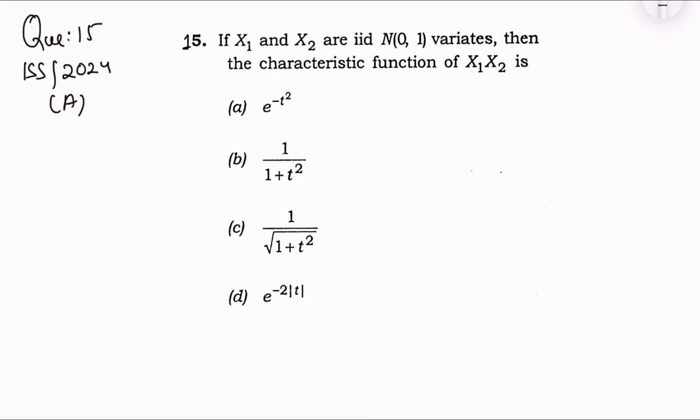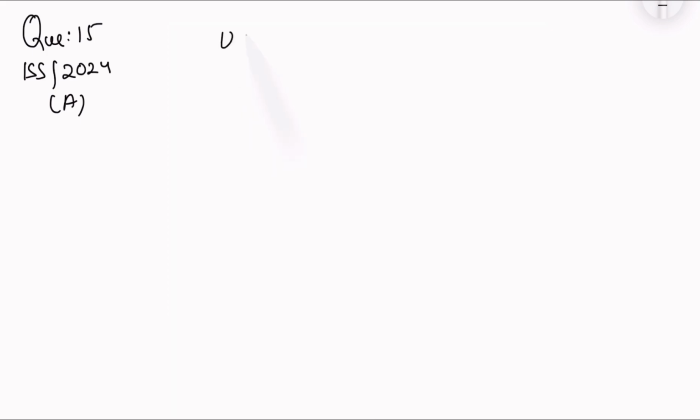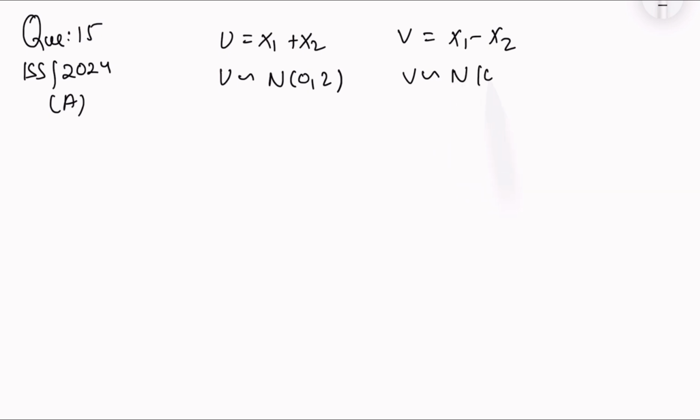Okay, so everyone, I'm just going to assume that U is representing X1 plus X2 and V is representing X1 minus X2. So easily from here we can say that U is following a normal distribution with mean 0 and variance 2. In the same way, V is following a normal distribution with mean 0 and variance 2. So this is a very easy step.